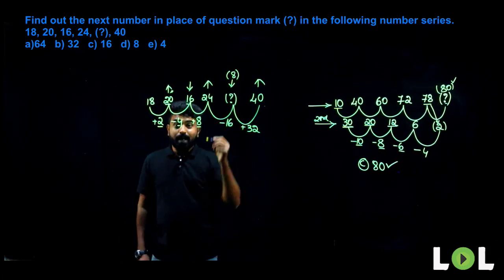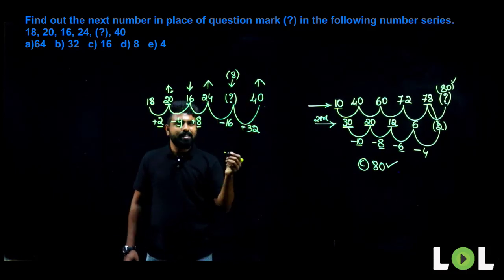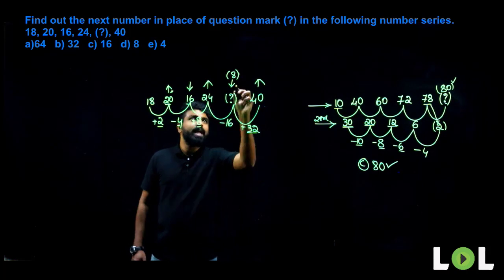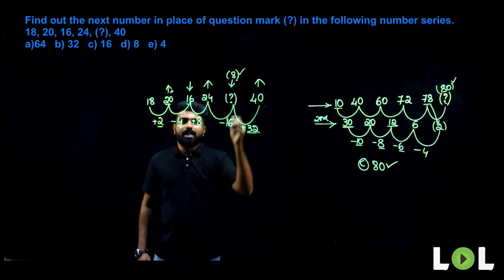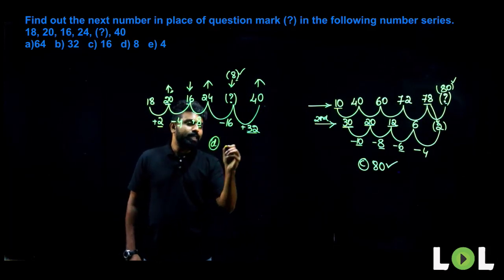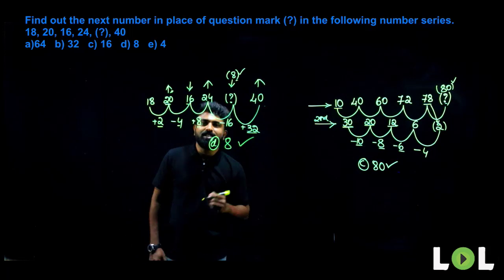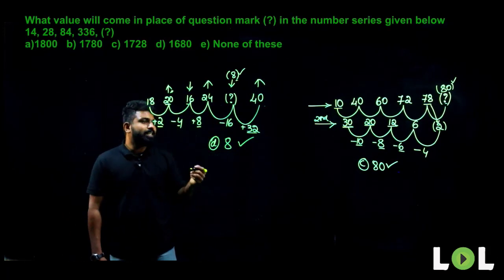So is that the correct answer? How to verify it? I need to add 8 and 32. If I get 40, that's the correct answer. Obviously 32 plus 8 is nothing but 40, meaning my 8 is my correct answer. Do we have that in our options? Yes, option D, that is 8, is our correct answer. So let's move on to the next question then. What is the next question here?